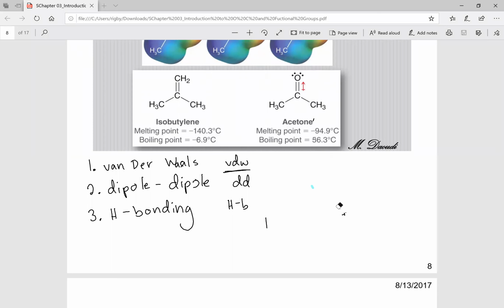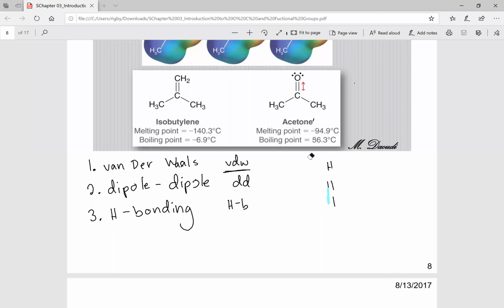Van der Waals is the weakest form of intermolecular forces, then dipole-dipole, and then hydrogen bonding. Hydrogen bonding occurs whenever you have an OH bond, an NH bond, or an FH bond. And we can see this the most in DNA. DNA is made up of nucleic acids, not amino acids, sorry, that's proteins. The way that these nucleic acids hold on to each other is through hydrogen bonding.